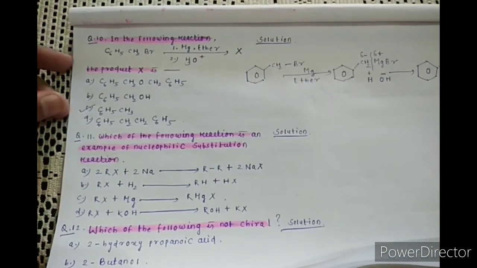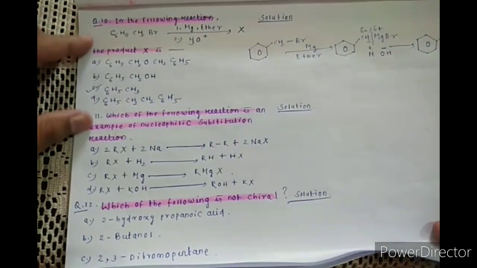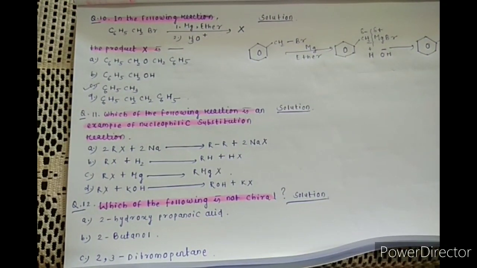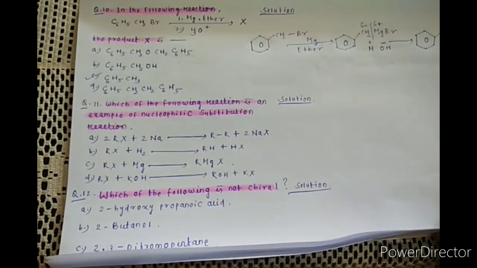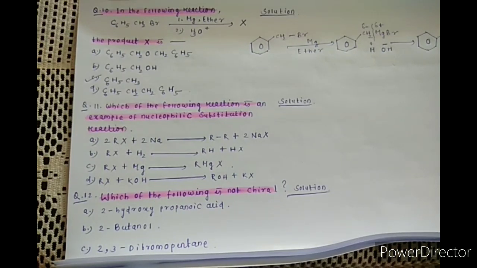Next come to question number 11. Question number 11, it is given: which of the following reactions is an example of a nucleophilic substitution reaction? Look, option number A. Given 2 molecules of RX react with 2 molecules of sodium to give R-R, and this is a dimerization reaction. This is a name reaction called Wurtz reaction, and this is not an example of nucleophilic substitution.